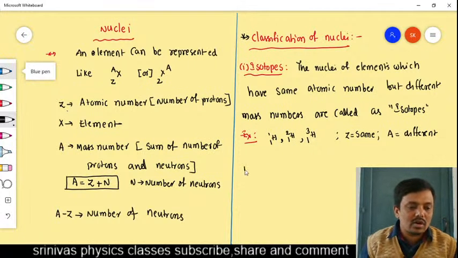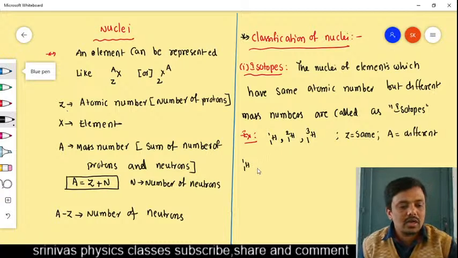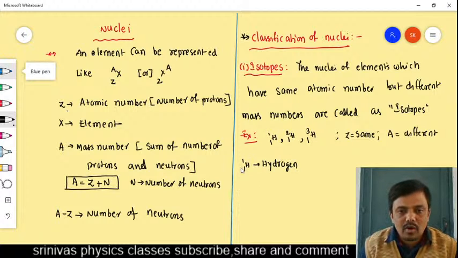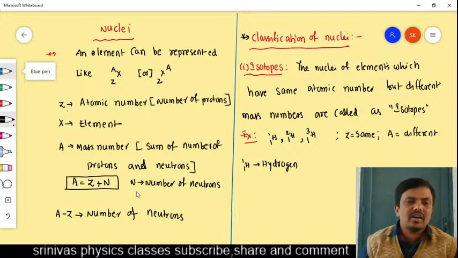What is 1H1? It is hydrogen, simply one proton. Here the 1 indicates the number of protons, and A minus Z gives the number of neutrons. Here 1 minus 1, the number of neutrons is 0. That means this is just hydrogen, consisting of one proton and one electron. The number of electrons is automatically equal to the number of protons, you know this, right?